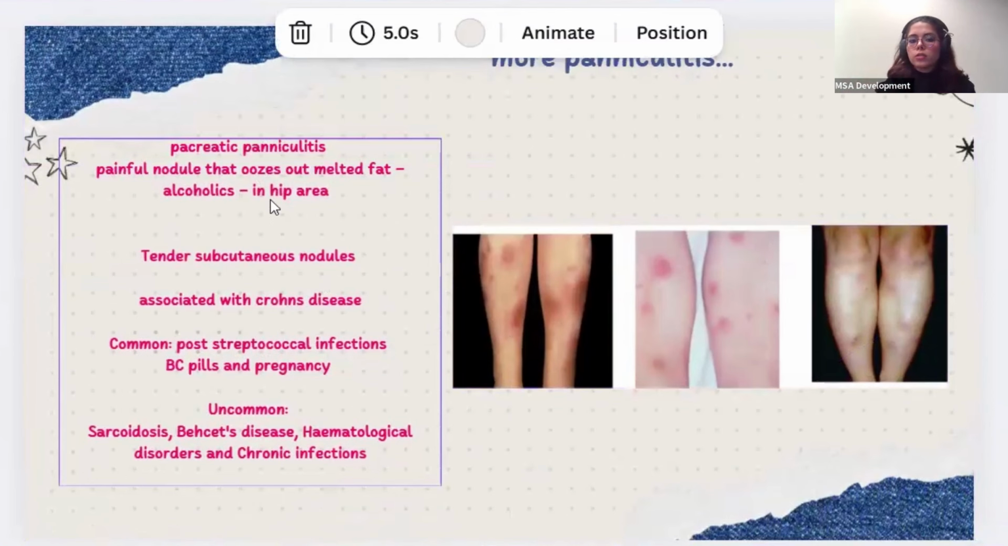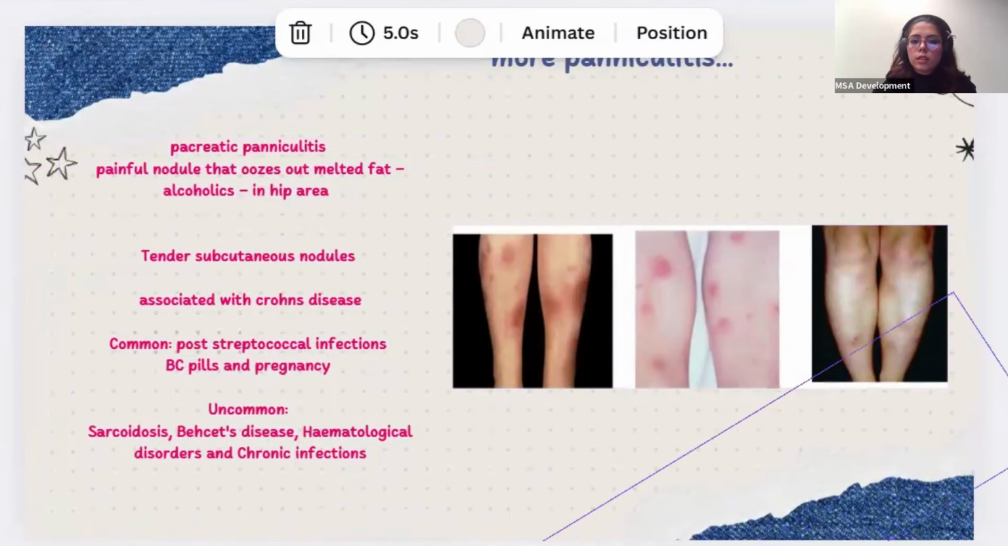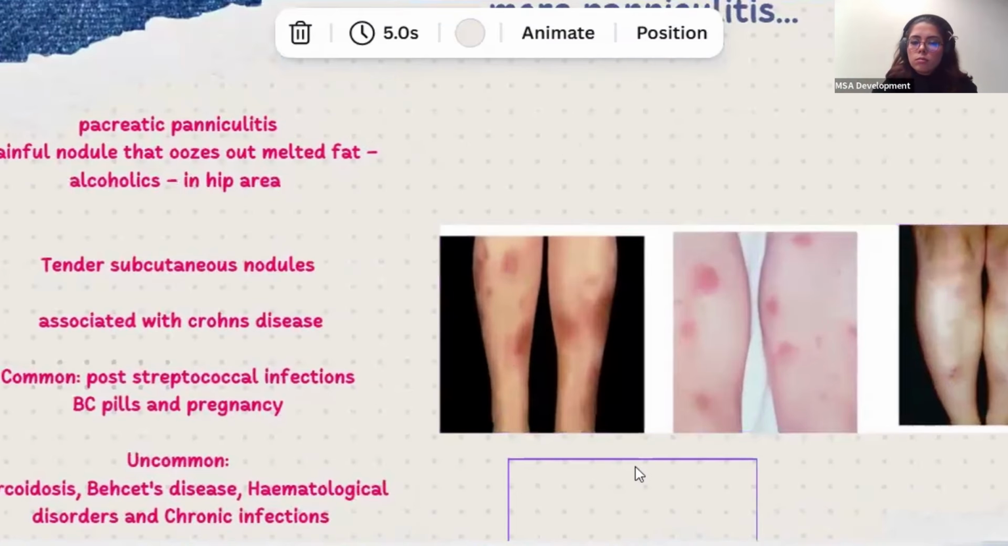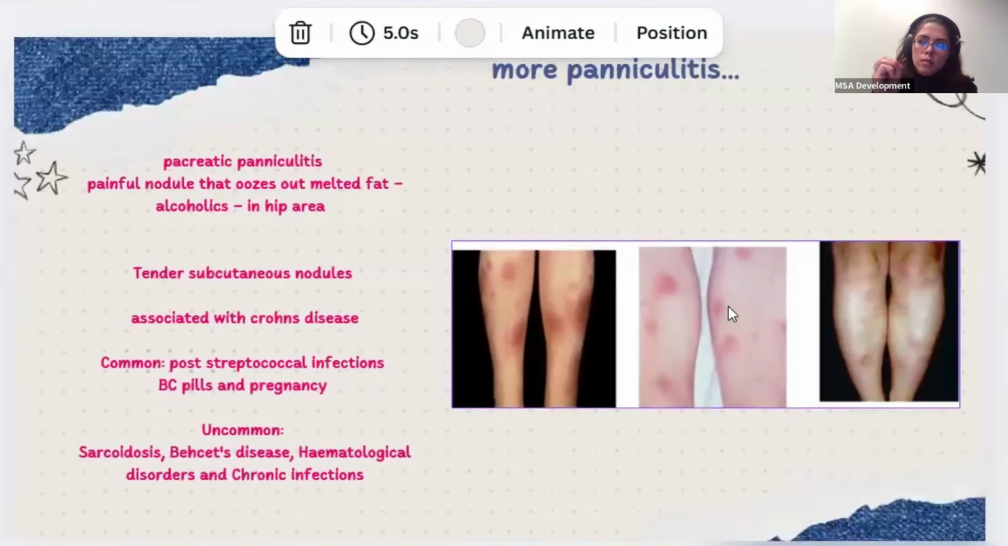Pancreatic panniculitis is a painful nodule that oozes out melted fat. It's usually seen in alcoholics and in the hip area. Tender subcutaneous nodules are seen in Crohn's disease, post-streptococcal infections, birth control pills, and pregnancy. There's not much to it. This is what it looks like. It's kind of like bruises, but not fully formed blue bruises. It's like I hit my leg on a table, but there are multiple of them.